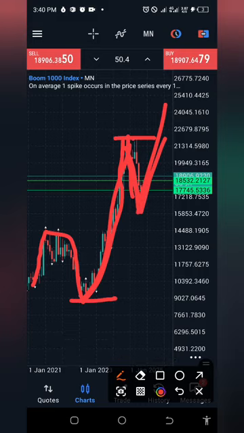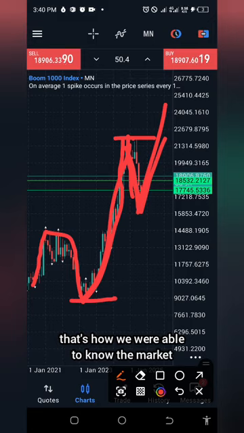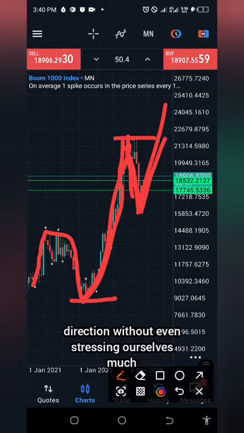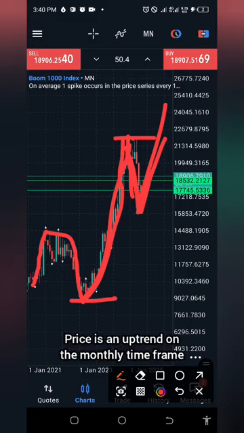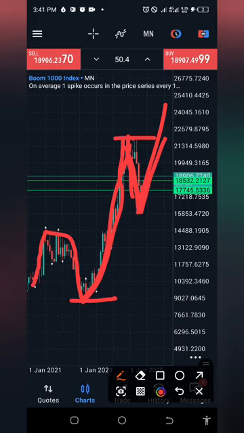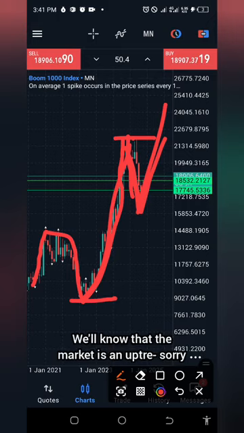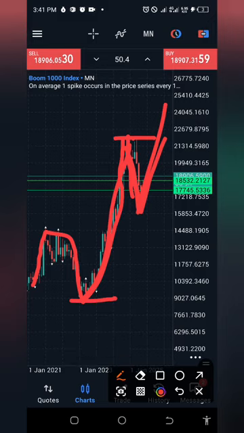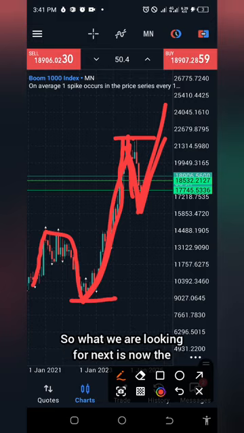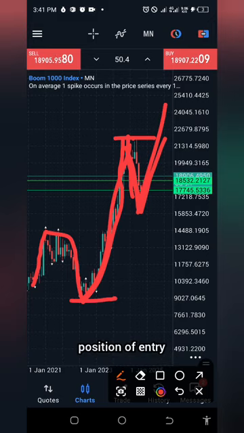You see, that's how we were able to know the market direction without even stressing ourselves much. So price is on an uptrend on the monthly time frame. Now we go to the daily time frame and start looking for our entry. We know that the overall direction of the market is an uptrend. So what we are looking for next is the position of entry.